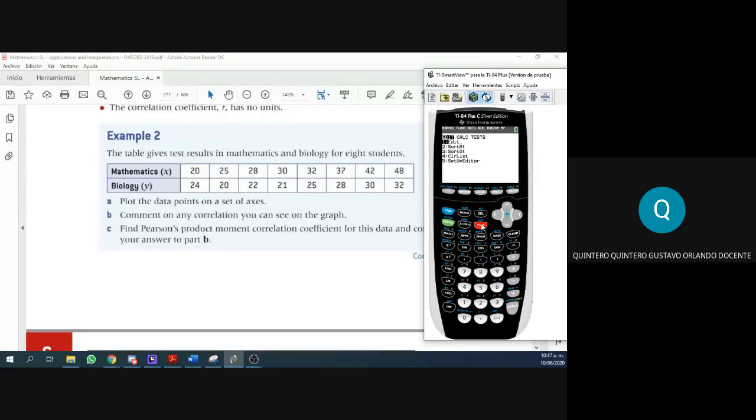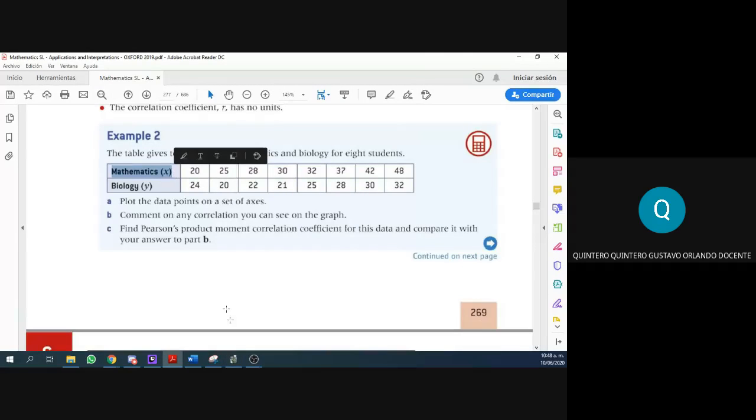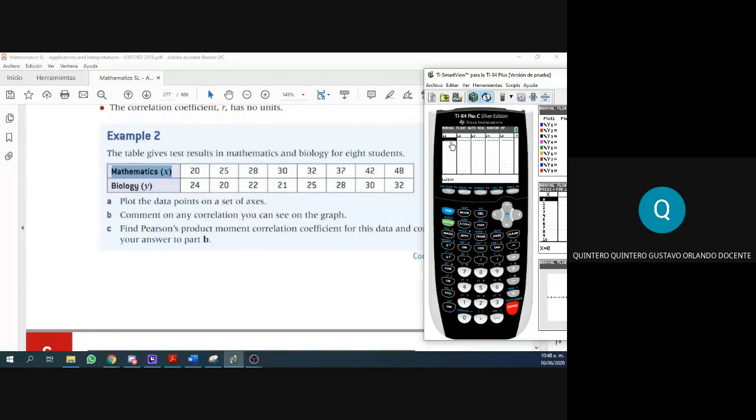In statistics, as I said, we want to make it so that this data is inside the calculator. So we want to edit. Press the 1 or enter. From here, you have a list of columns, right? In the list of columns, we're going to write down all the information that we have here. Let's say the mathematics is going to be list 1. So I'm going to write all the information of mathematics in list 1. And then biology is going to be list 2. So I'm going to write the information of biology in list 2. All right? Let's do that right now. 20.